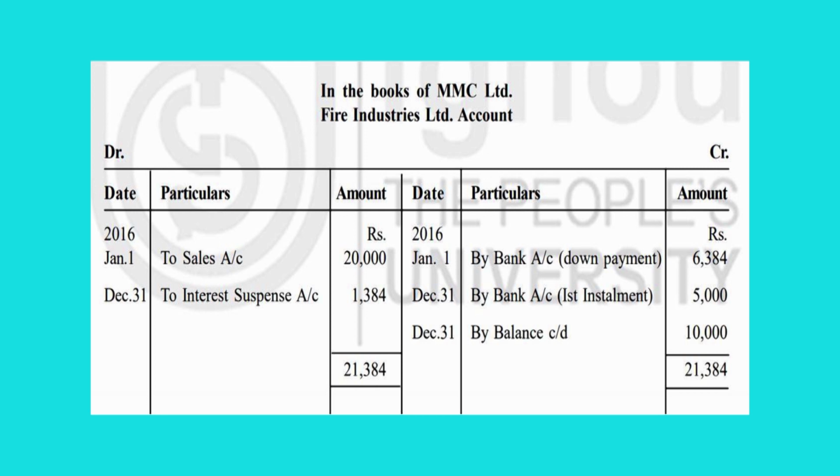21,384. So in the second year, the balance has been brought down 10,000. So by bank second year installment 5,000, by balance carried down 5,000, total is 10,000. So this balance will be brought forward in the beginning of the third year, to balance brought down 5,000. So here this is the third year installment payment by bank 5,000, total is 5,000.